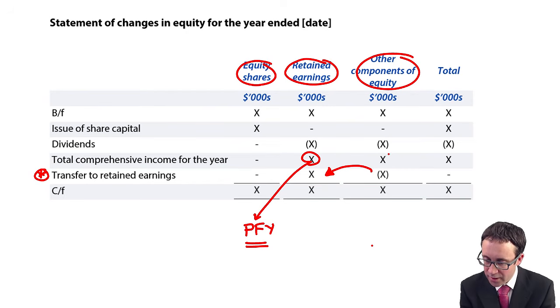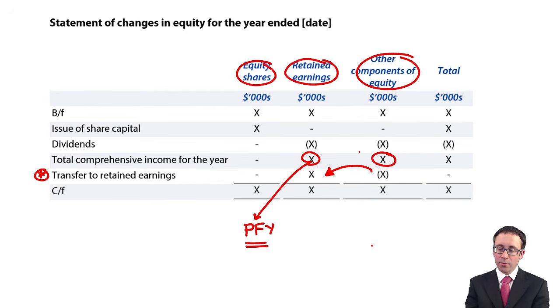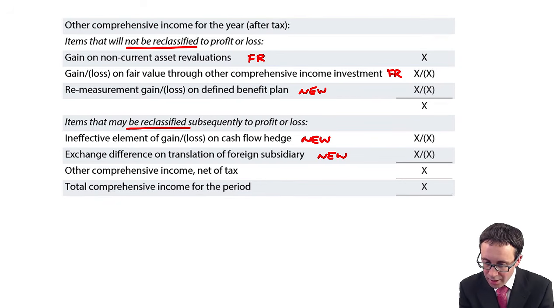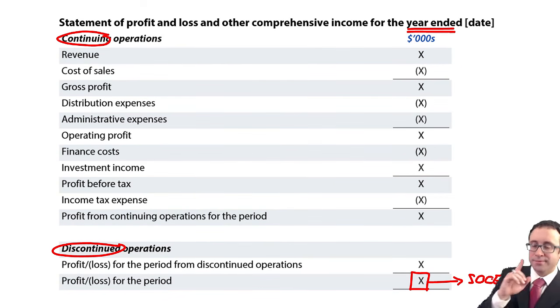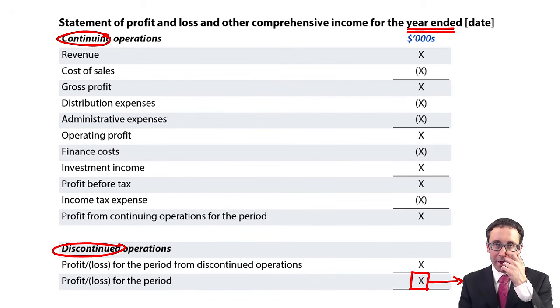And then you've got your figure from the other component of equity. So going back to where we were before, your other comprehensive income figure there, net of tax, goes to that statement of change in equity. And then your profit figure, again, goes to the statement of changes in equity. Can you see that? Is it just there? Okay. There you have it.